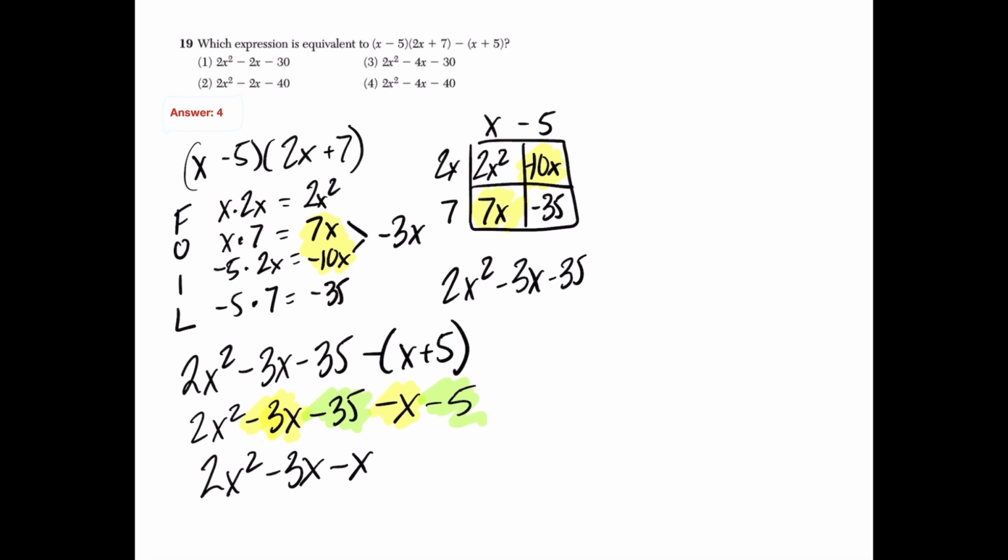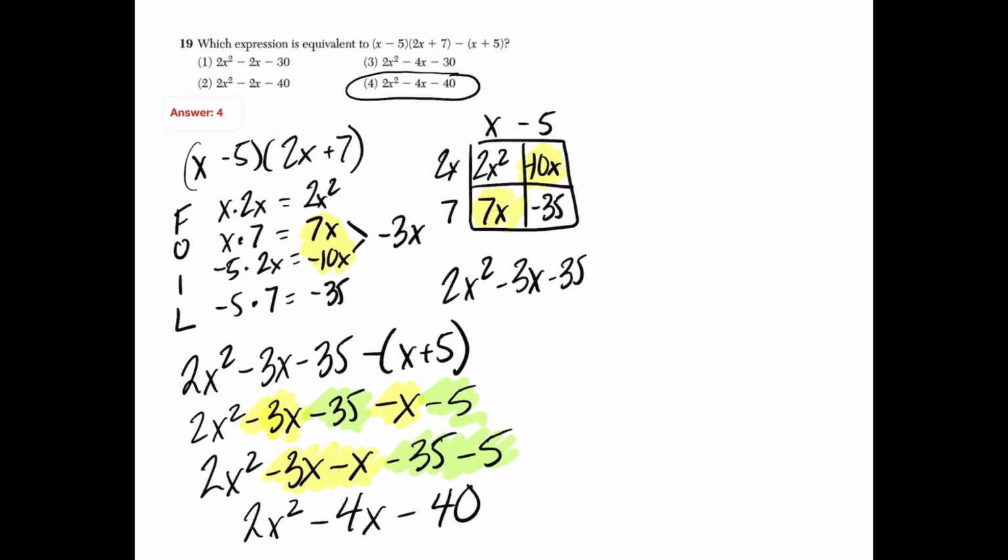Because again, I have to slow my brain down a lot so I don't make silly mistakes. That is the way my brain works. And it really helps me to think about what I'm going to do before I do it. Okay? So 2x squared minus 3x minus 1x, so minus 4x, and negative 35 minus 5, negative 40. And that matches this one here.